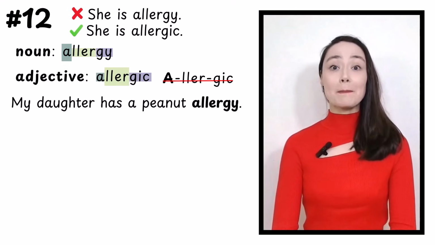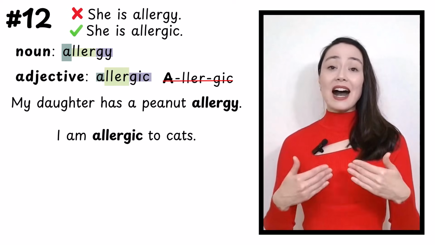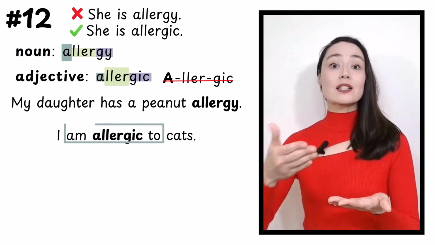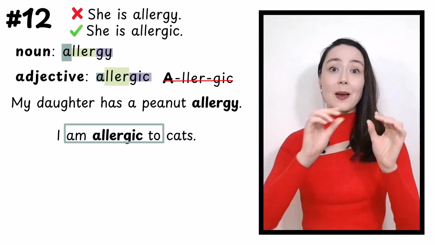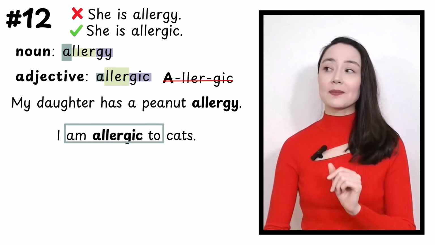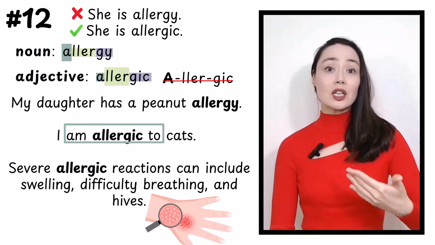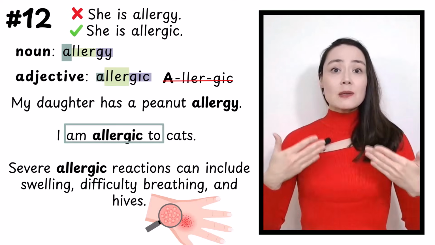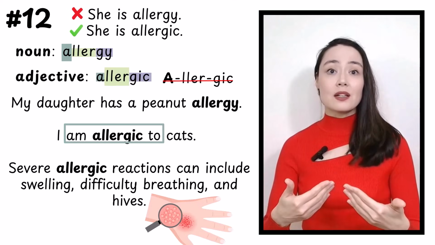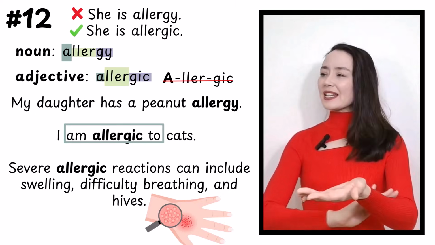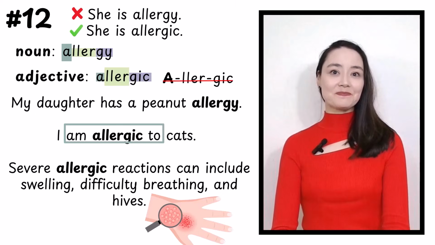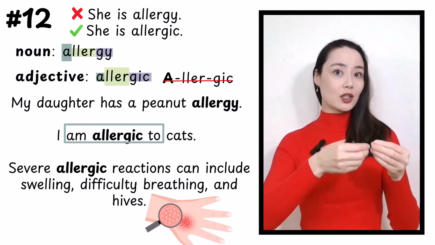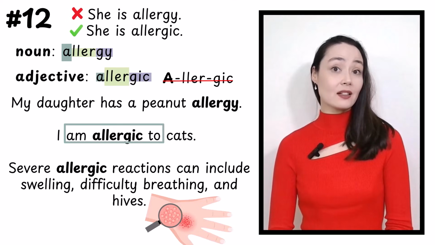My daughter has a peanut allergy. I am allergic to cats. Be allergic to something. Remember that combination. Severe allergic reactions can include swelling, difficulty breathing, and hives. Hives means red and irritated skin. Do you have any allergies? Are you allergic to anything?